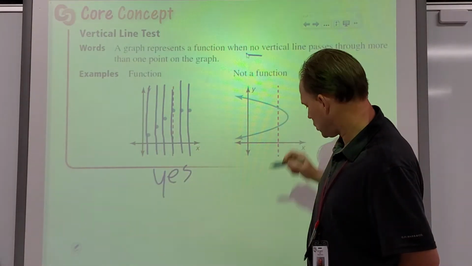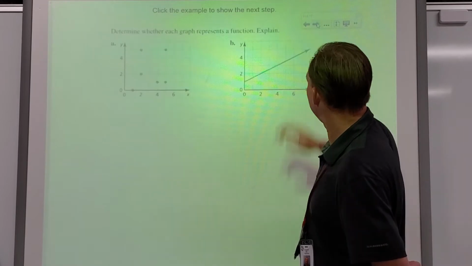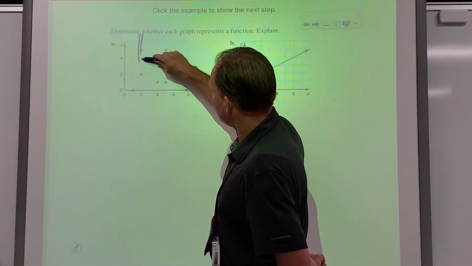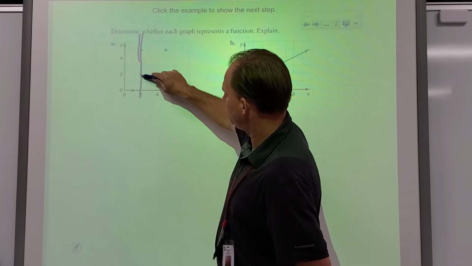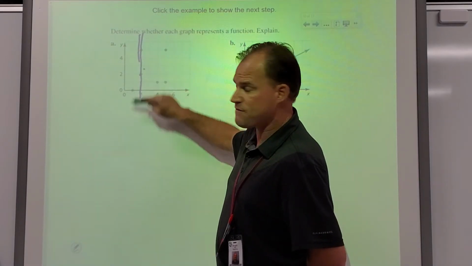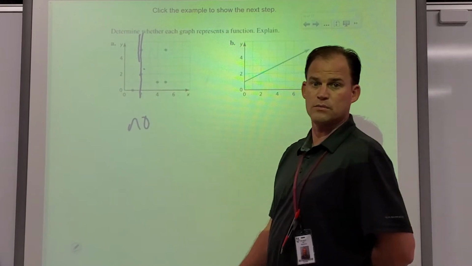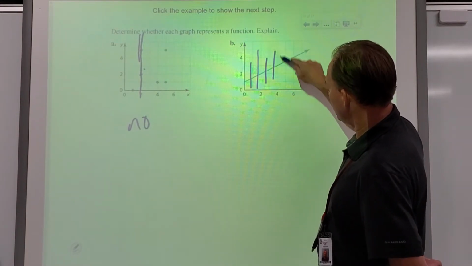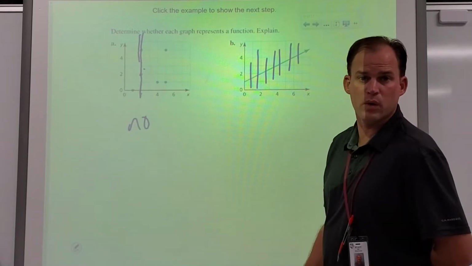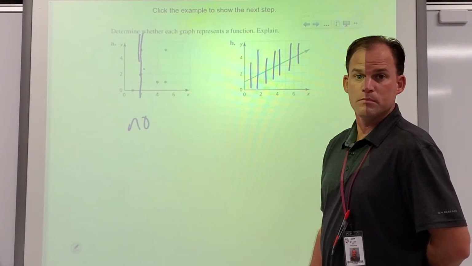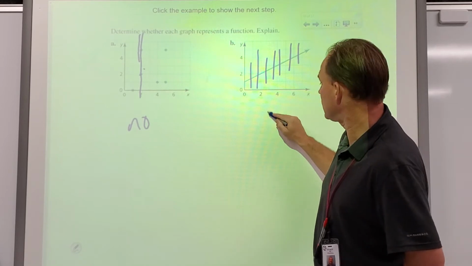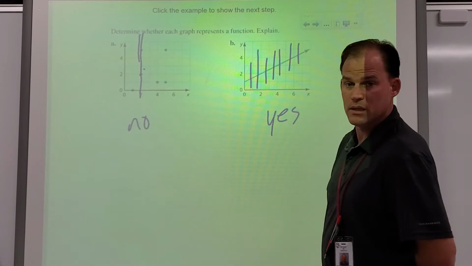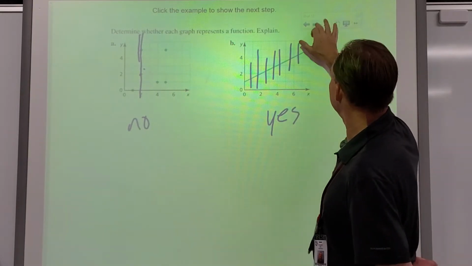Do I hit it twice? So here we go. Right here. Vertical line. Vertical line. Did I hit 2 points? I did. That failed. Not a function. B. If I draw vertical lines, will I hit this in more than one spot? Nope. So I pass the test. That is a function. Again, write this in your notes, pause if you need to.